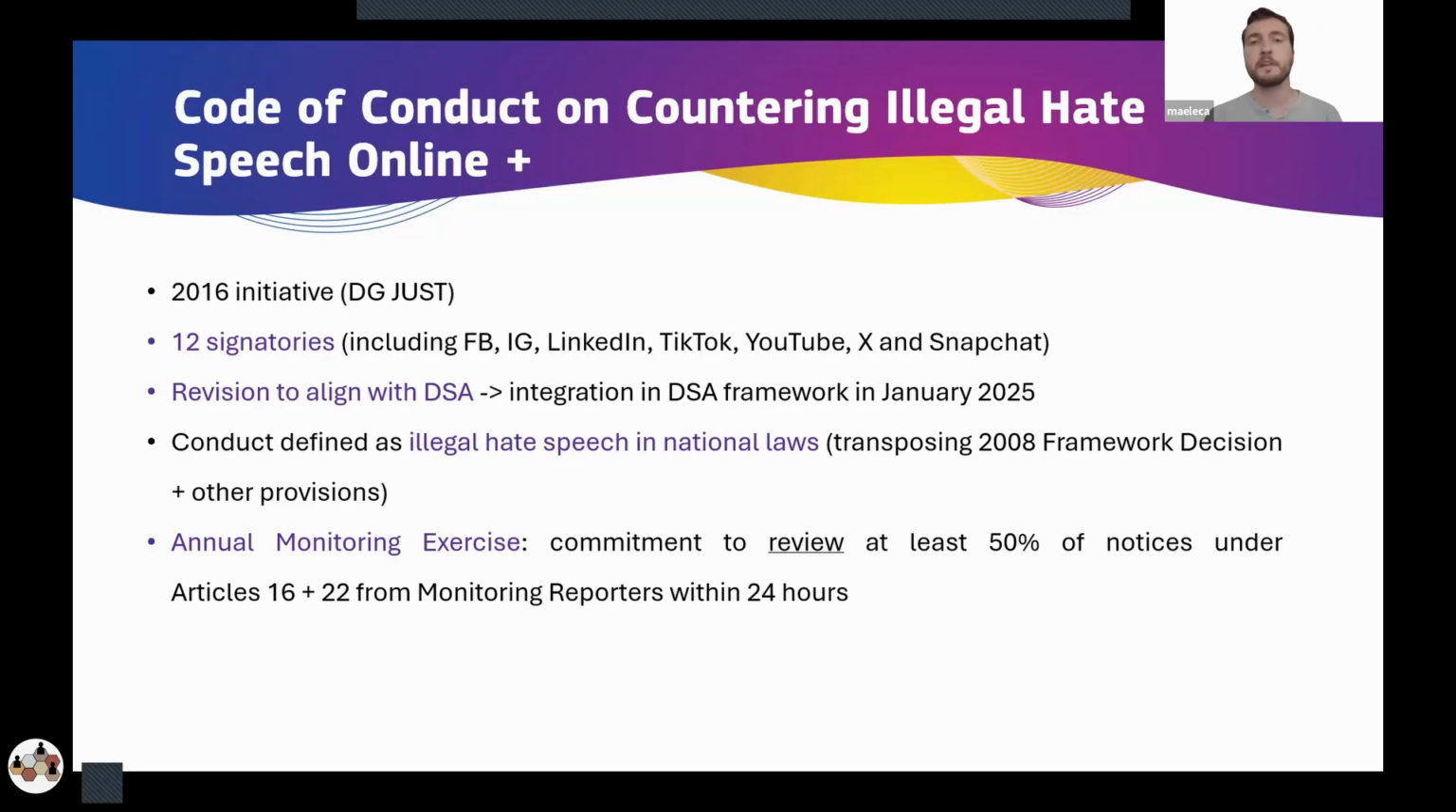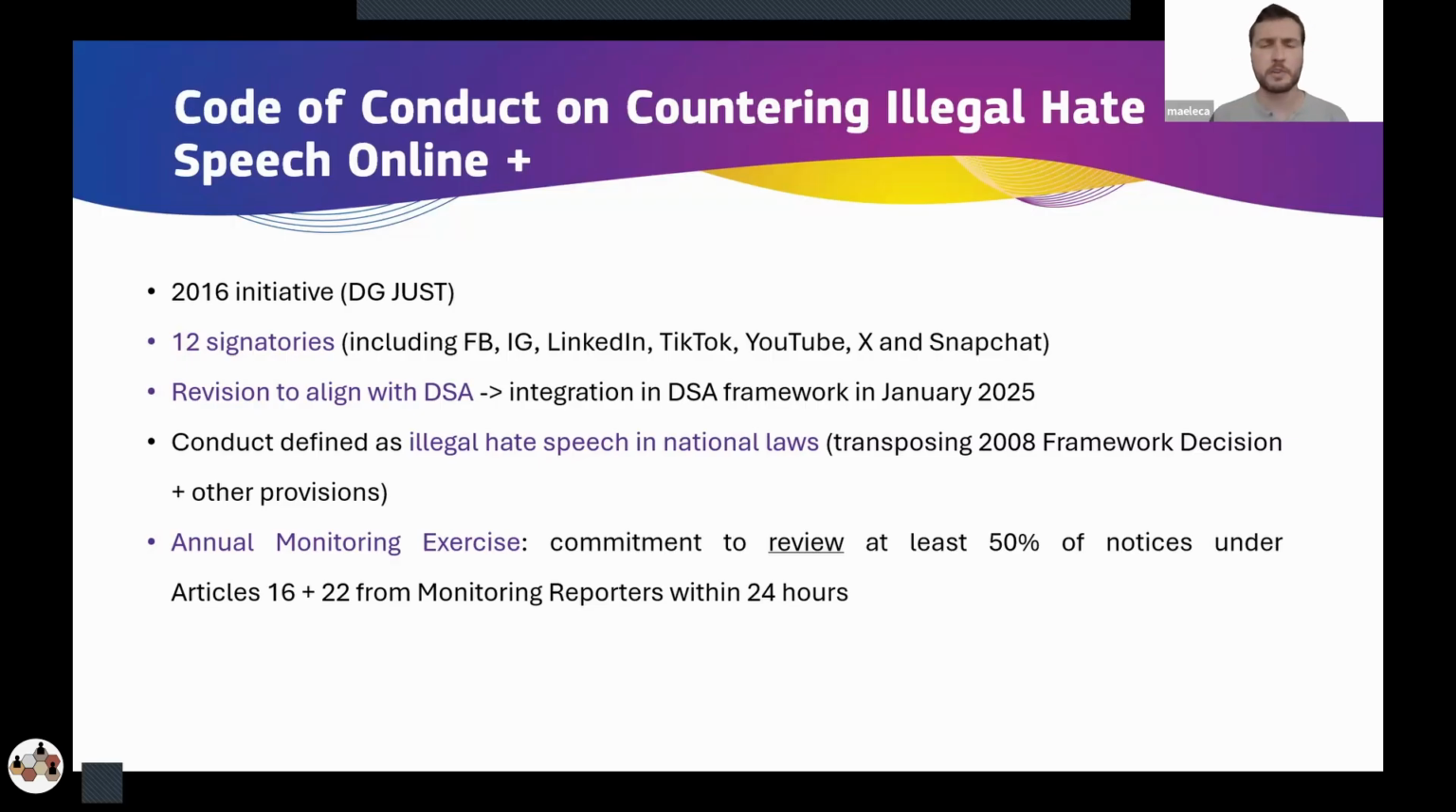Now, the marquee part of this code of conduct on hate speech is its so-called annual monitoring exercise, where the signatories commit to review at least 50% of their notices under Article 16, notice and action in the DSA, and Article 22, which is the trusted flaggers provision, within 24 hours.